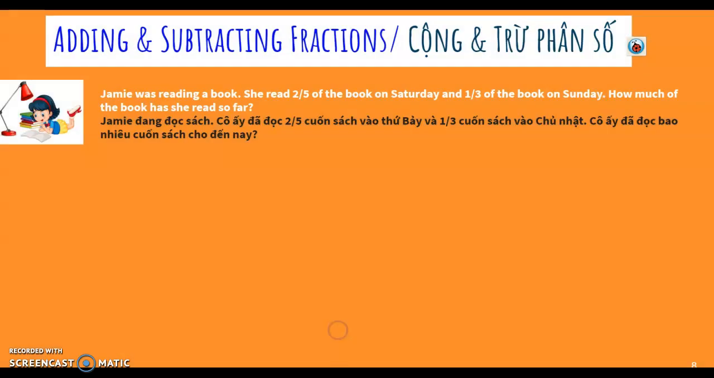So, here's what I'm going to do. First of all, I'm going to summarize what this question is asking. It's telling me that Jamie read a book, and it wants to know how much she read on Saturday and Sunday. It wants to know how much she read altogether. So when I hear that word altogether, and we're talking about 2 parts, Saturday and Sunday, I know I'm going to be adding. Now I'm thinking, what am I adding? I'm going to add 1/3 plus 2/5.